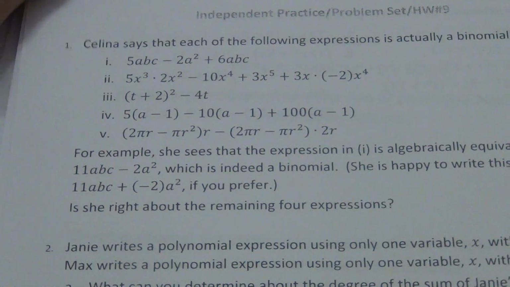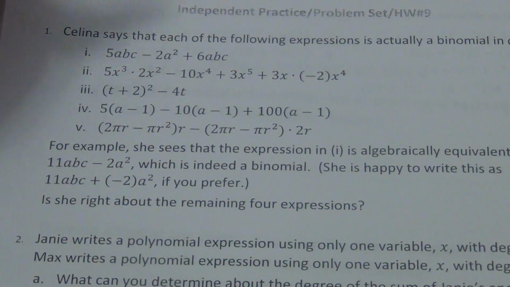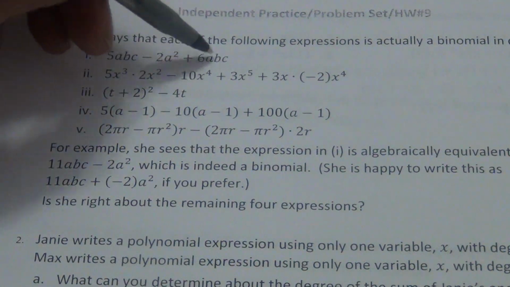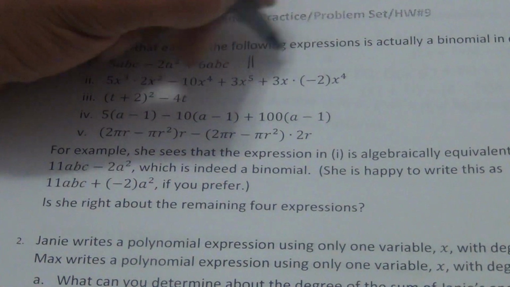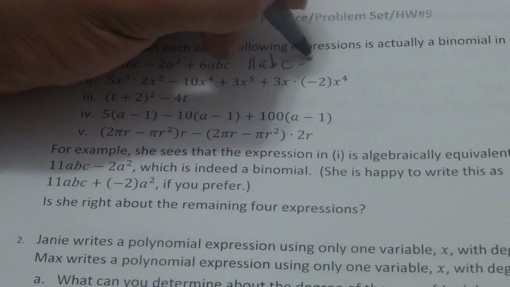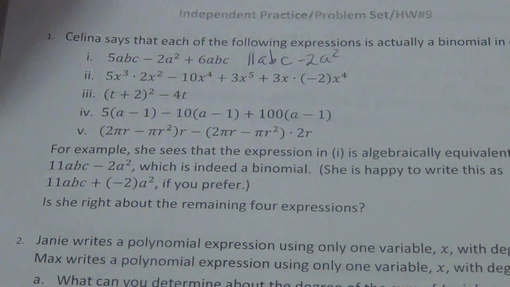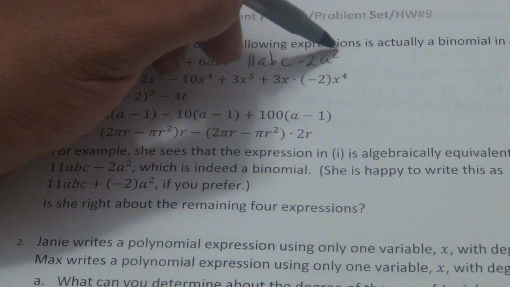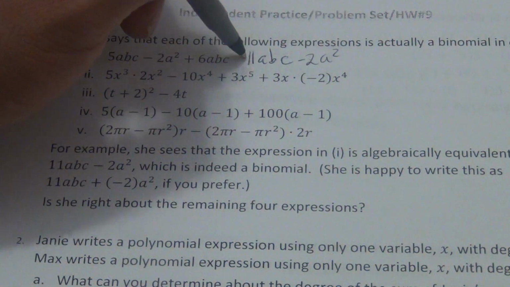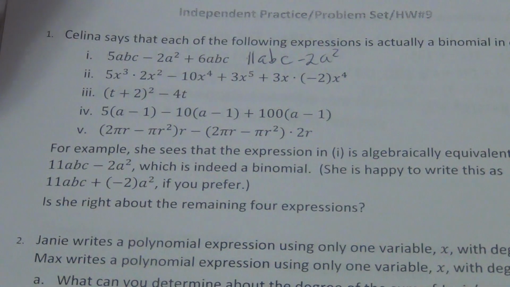Okay, right here. So let's see, binomials. 5abc plus 6abc is 11abc, and then you have minus 2a squared. Now we usually write terms starting with the largest exponent, so this would actually be negative 2a squared plus 11abc, and that's basically what she said.